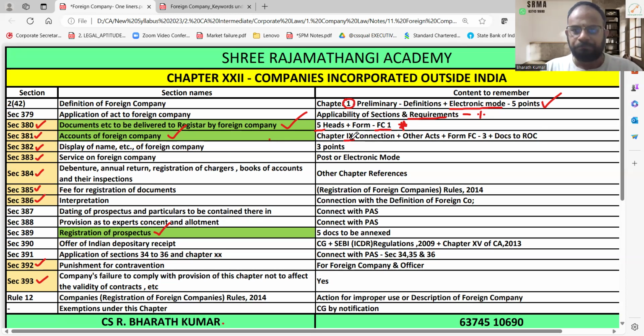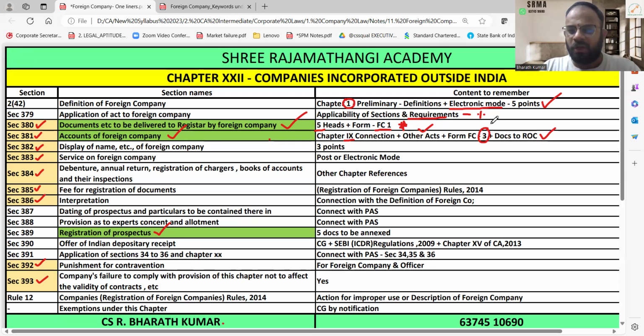Always remember this. Plus, there are some other acts like FEMA and some other section numbers of this particular other act, the Foreign Exchange Management Act, 1999. For this, there is a form called Form FC3, and there are some documents that you need to submit to the ROC, which is a very normal basic process. These two, 380 and 381, are big in the sense of important. It is not big, it is important. We only say it is big from the perspective of the exam.